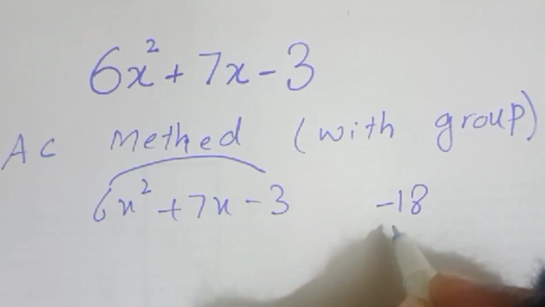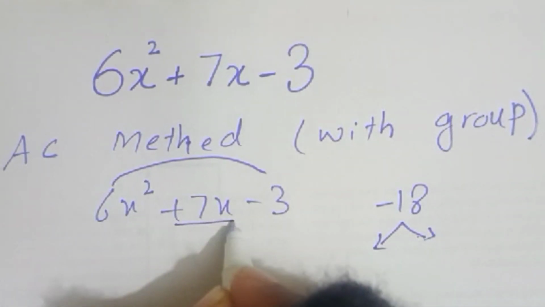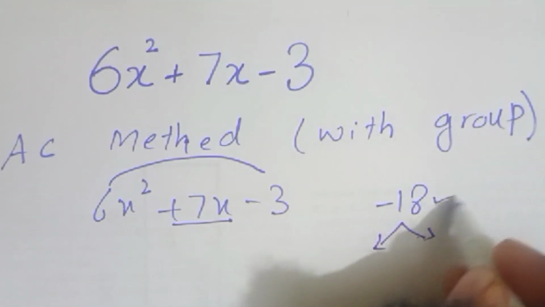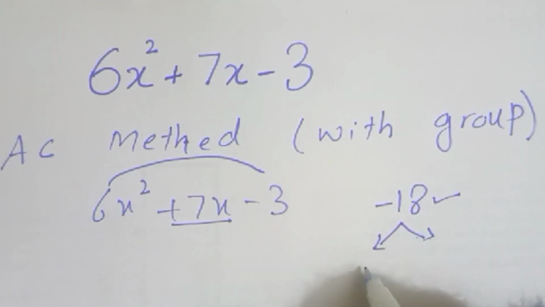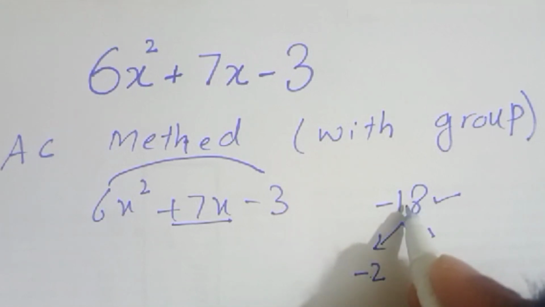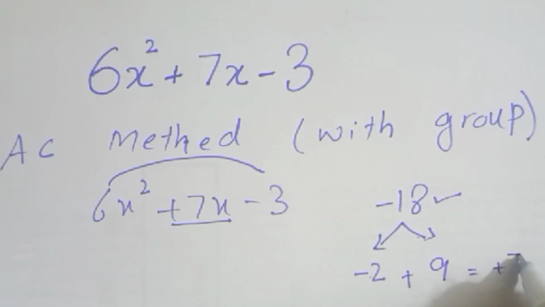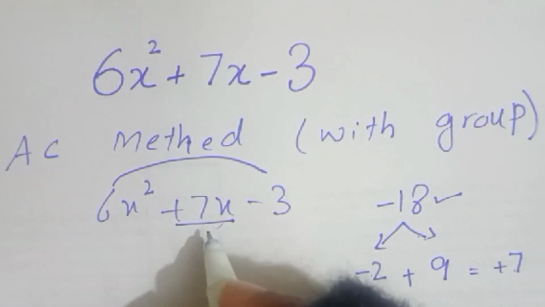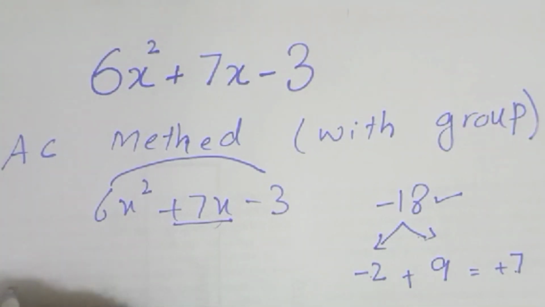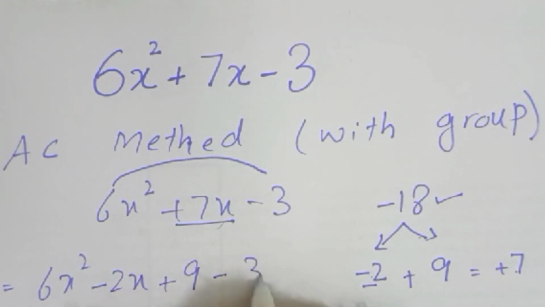Six 3s are 18. So we split this number, minus 18, into two numbers in such a way that if we multiply these two numbers we get minus 18. These two numbers are minus 2 and 9. If we multiply them we get minus 18, and if we add these two numbers we get plus 7, which is our middle number. So we can write this as 6x squared minus 2x plus 9x minus 3.